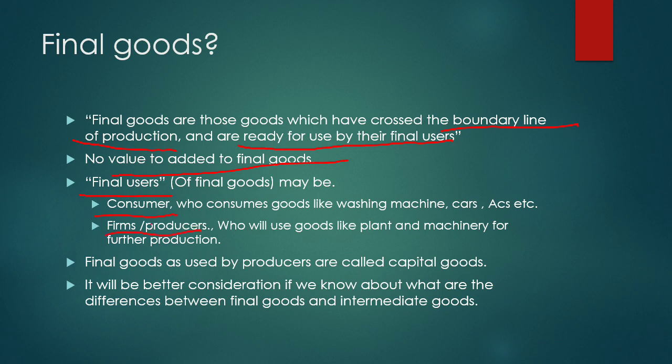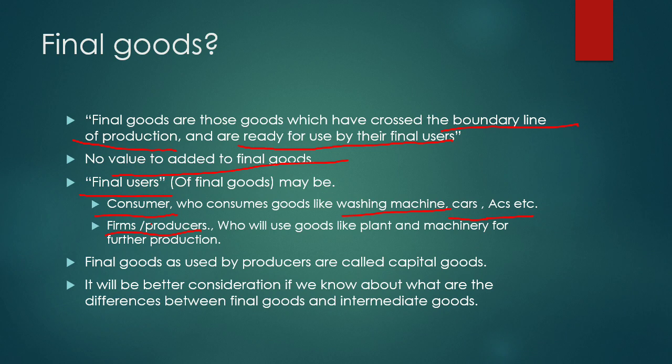If we talk about the consumer, when they purchase such kind of goods for self consumption, that expenditure which the consumer incurred on goods or services is called consumption expenditure. When a consumer buys goods like a washing machine, it will be called a final product, final goods. A purchased car will be called final goods. AC, final goods.